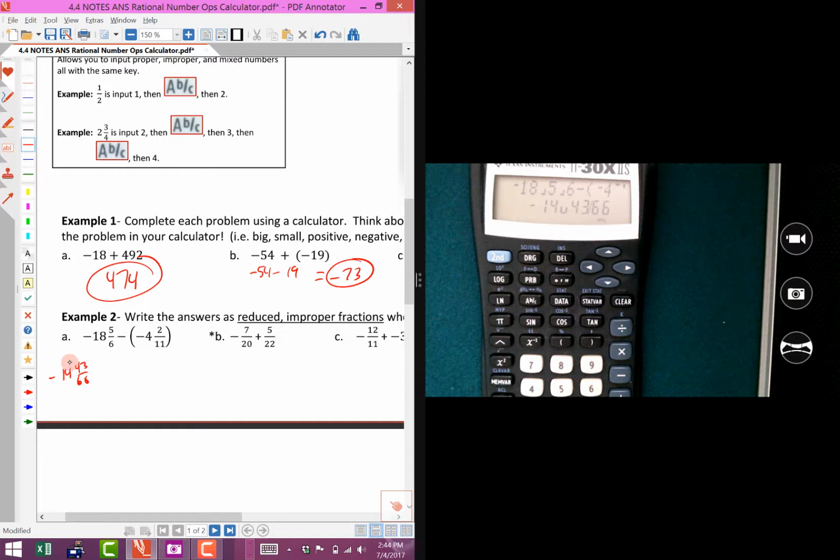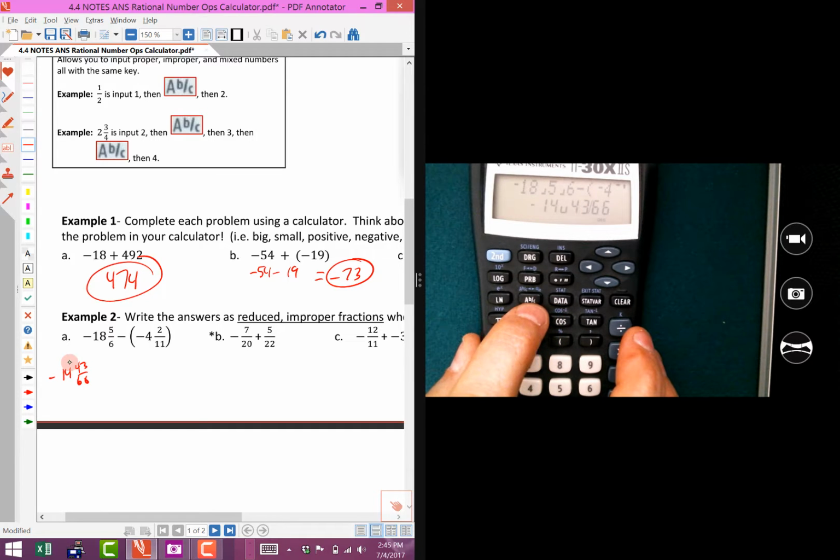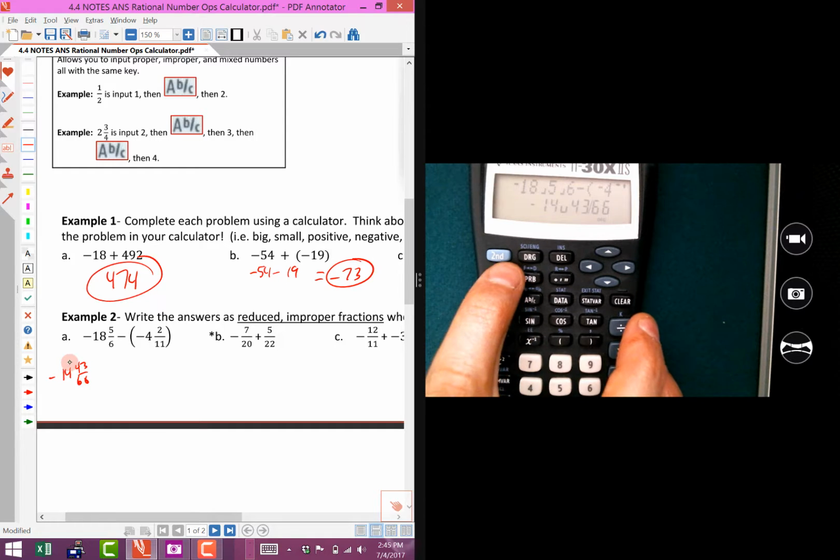So we're not going to write it like that. But we don't have to do this by hand. We don't have to change it to an improper fraction by hand. So notice above here, this is the ABC to DE. This means mixed number to fraction button. So I'm going to do that, and I'm going to do it by hitting the second key because it's one of these light blue ones up above here. So I'm going to hit second.